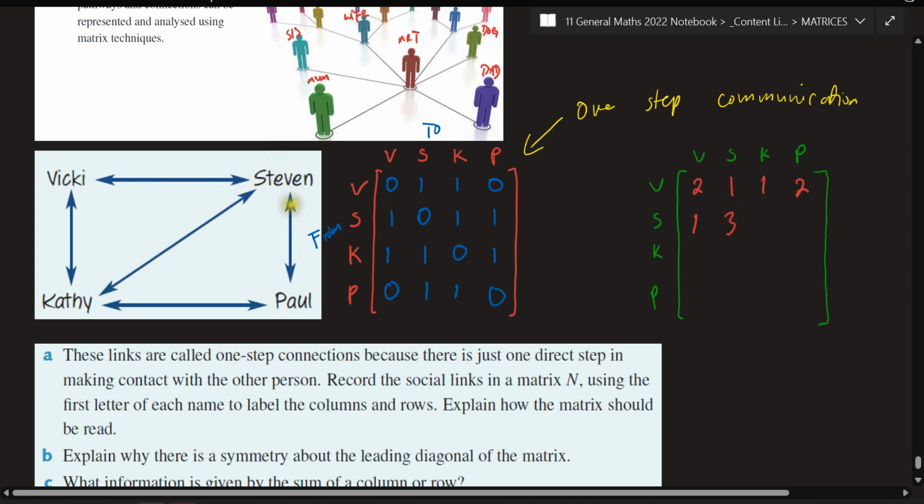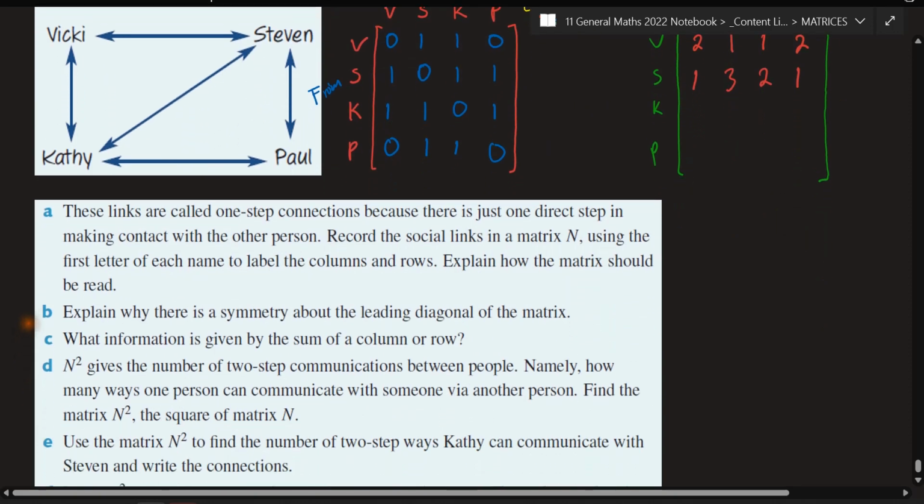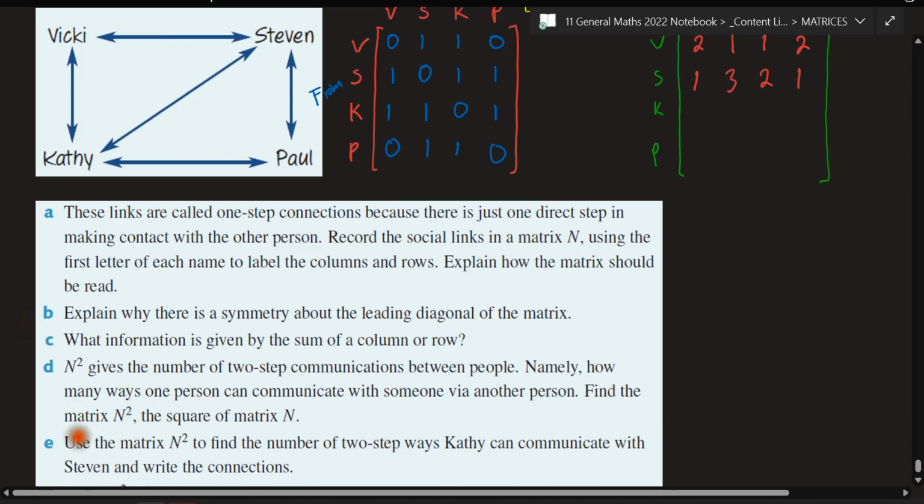And then Stephen to Kathy, there's 1, and then there's another 1. And then Stephen to Paul, you've got 1. So this can get a bit tedious, but I'll show you how to do it really quickly on a calculator. The question sort of alludes to what you need to do there anyway. But let's keep going.